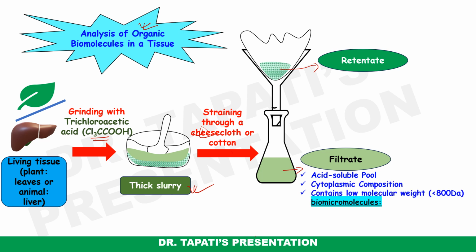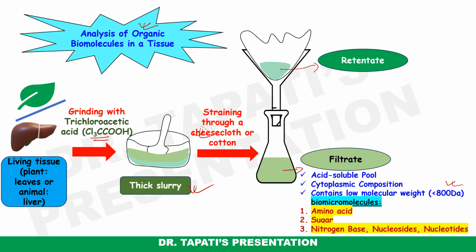It contains low molecular weight biomicromolecules with molecular weight less than 800 Dalton. Thousands of organic compounds are found in the acid soluble pool, including amino acids, sugars like monosaccharides and a few disaccharides, nitrogen bases like purine and pyrimidine, nucleosides and nucleotides, etc.